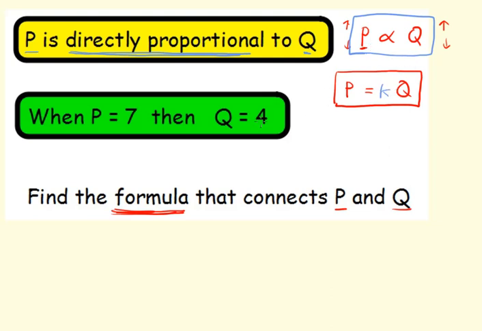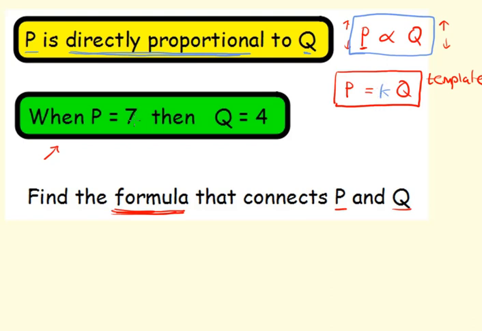Now, P and Q can be any variable, but that K is the proportional amount that connects them both together. What we're going to do is work out what the actual formula is. This is a template for the formula. So this is what the formula is going to look like: P is going to equal some number, which we need to find, this number K, times Q. Now, in this green box, we have some information about P and Q, which is going to help us work out this K.